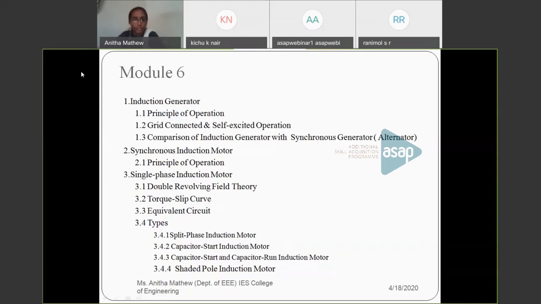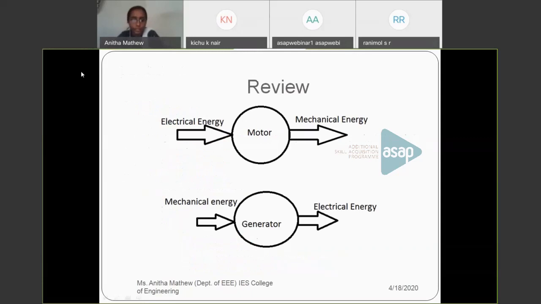You can see here what a motor and a generator are. A motor converts electrical energy to mechanical energy. That is, we are giving input electrical energy and getting mechanical energy. Second is the generator, which converts mechanical energy to electrical energy.